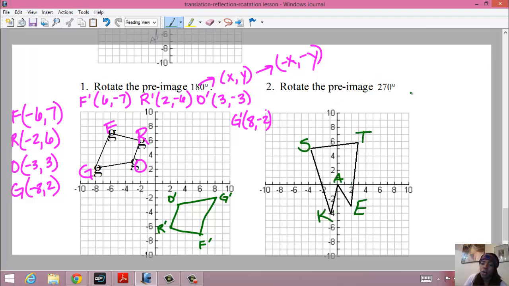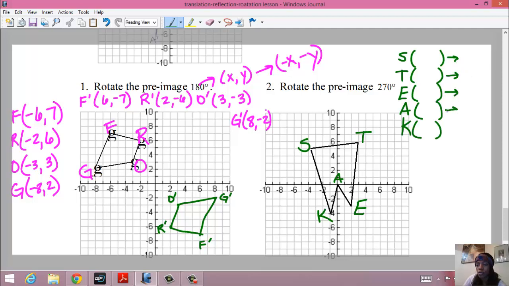What I'd like you to do is provide me with the coordinates of your pre-image, and then of course provide me with the coordinates of your image after you've used the rule to demonstrate a 270-degree rotation.